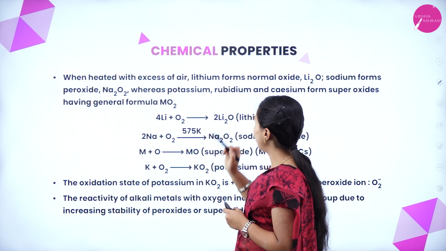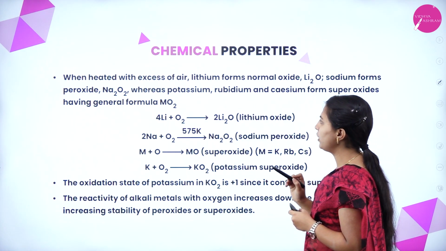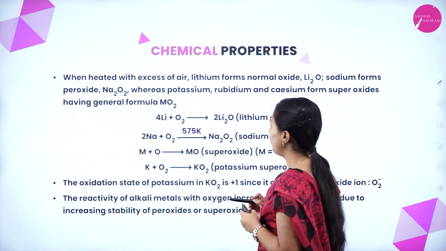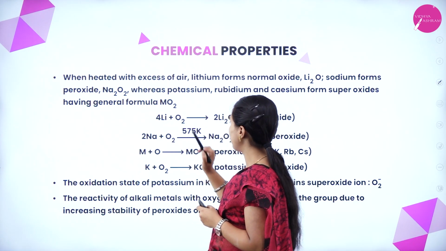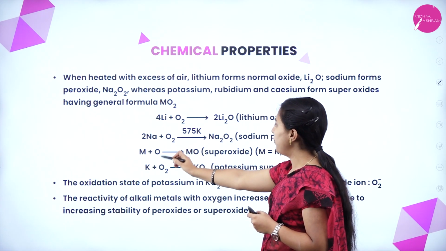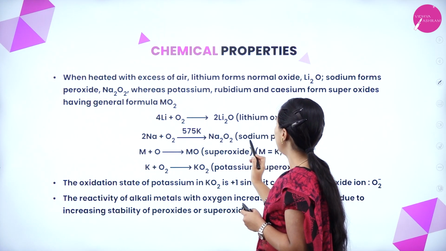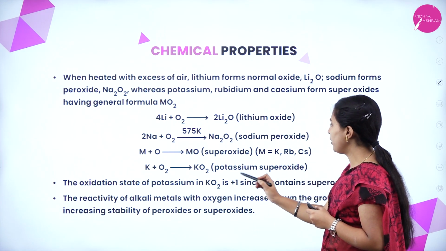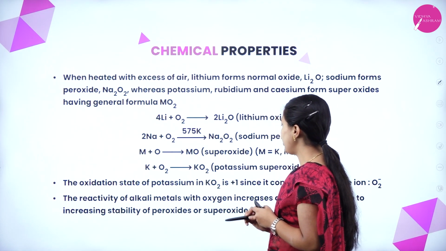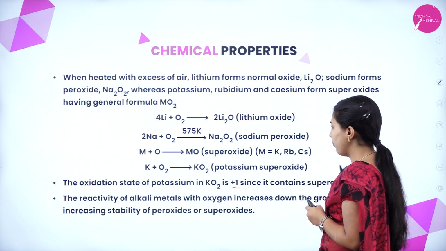When heated with excess of air, lithium forms the normal oxide, that is Li2O, sodium forms Na2O2, whereas potassium, rubidium and cesium form superoxides having the general formula MO2. Lithium forms lithium oxide, sodium forms sodium peroxide, and the metals potassium, rubidium, cesium form superoxides, so potassium will form potassium superoxide. The oxidation state of potassium in KO2 is +1 since it contains the superoxide ion O2-.